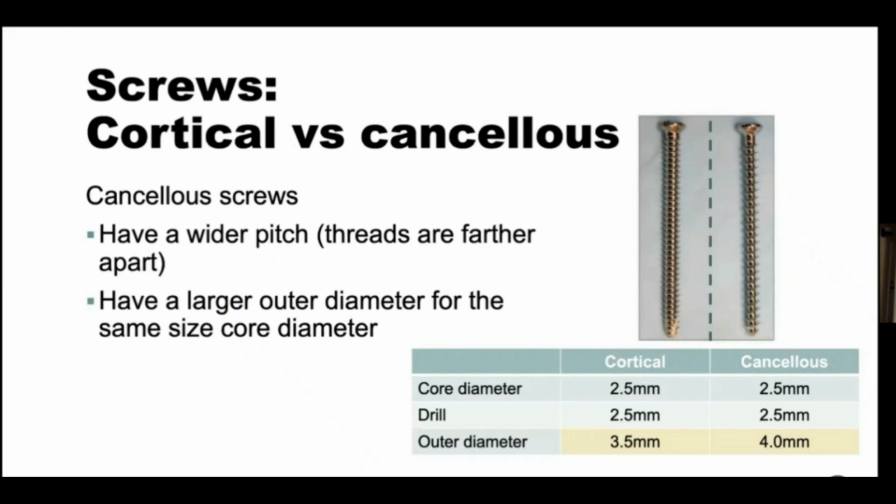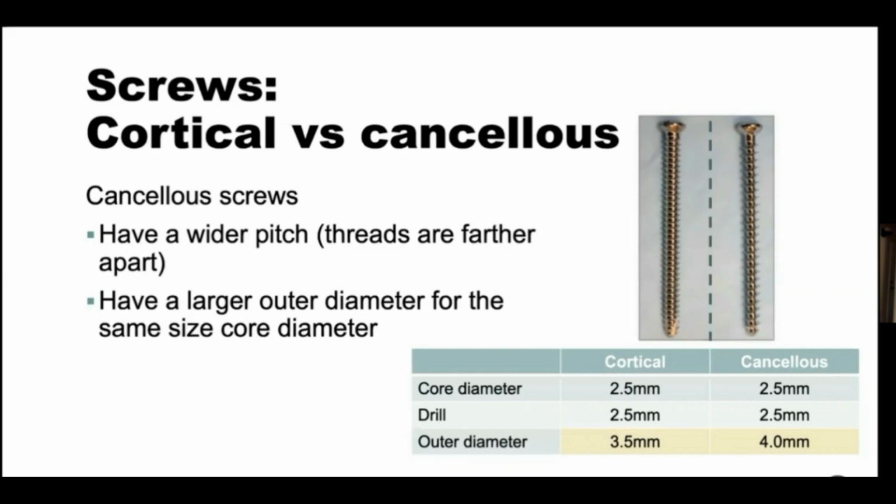So, for example, if you drill with a 2.5 millimeter drill bit, then you could put in two screws that both have a core diameter of 2.5 millimeters. The outer diameter of a cortical screw that goes with that might be 3.5, but the corresponding cancellous screw might be 4.0.